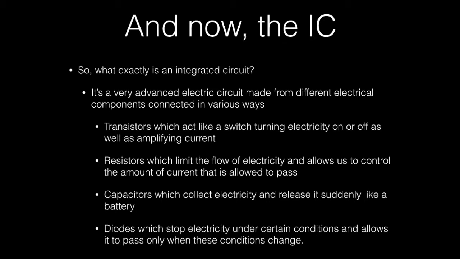So the transistors act like a switch. They can turn electricity on or off, and they can also amplify current. Resistors limit the flow of electricity and allow us to control the amount of current. Capacitors collect the electricity and release it suddenly, like a battery. Diodes, which we haven't talked about before, can stop electricity under certain conditions and then allow it only if these conditions change. So these four main components, transistors, resistors, capacitors, and diodes, are what make up an integrated circuit.